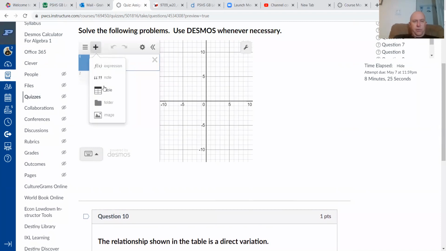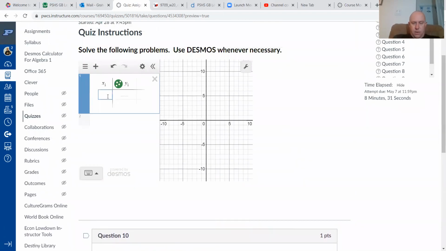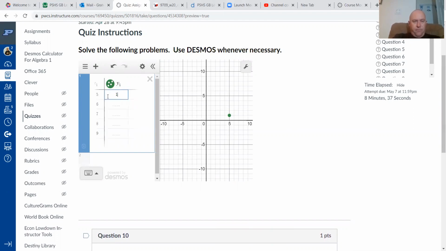If we are totally unsure, let me go ahead. Let me type in some of these numbers. What do we have? 5, 6, 7, 8. 15, 18, 21, and 24. You can put 0, 0 in, of course, as well, with this being direct variation.